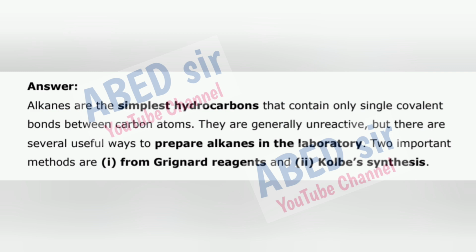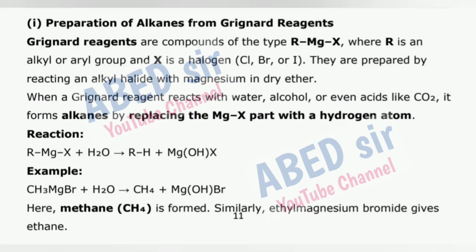Two important methods are 1. From Grignard reagents and 2. Kolbe's synthesis. 1. Preparation of alkanes from Grignard reagents. Grignard reagents are compounds of the type R-Mg-X, where R is an alkyl or aryl group and X is a halogen, Cl, Br, or I. They are prepared by reacting an alkyl halide with magnesium in dry ether.